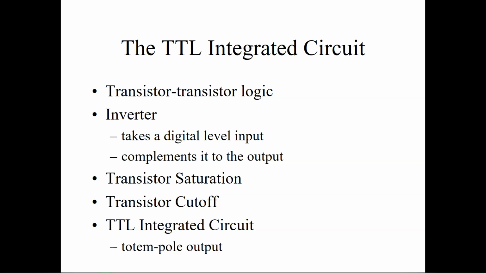So then we have what are called integrated circuits. So IC circuits are kind of interesting. They can use transistor to transistor logic. They can do inversion, which is taking a digital input and complementing it to the output. It allows for transistor saturation or cutoff. They also have what's called a totem pole output, which we'll talk about here in just a minute.